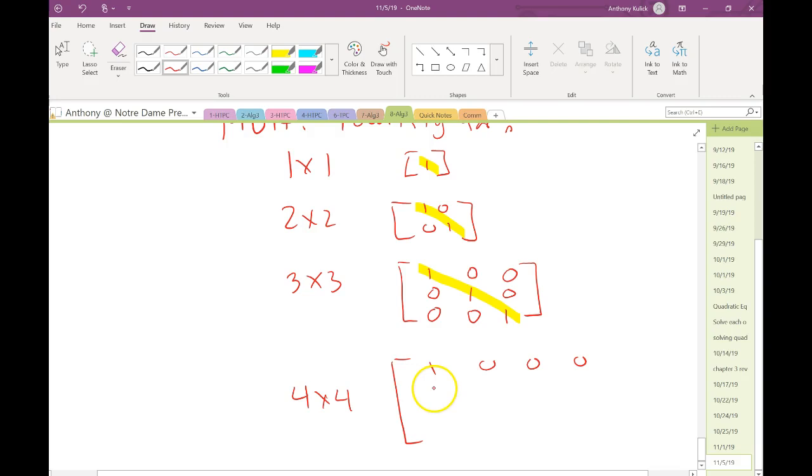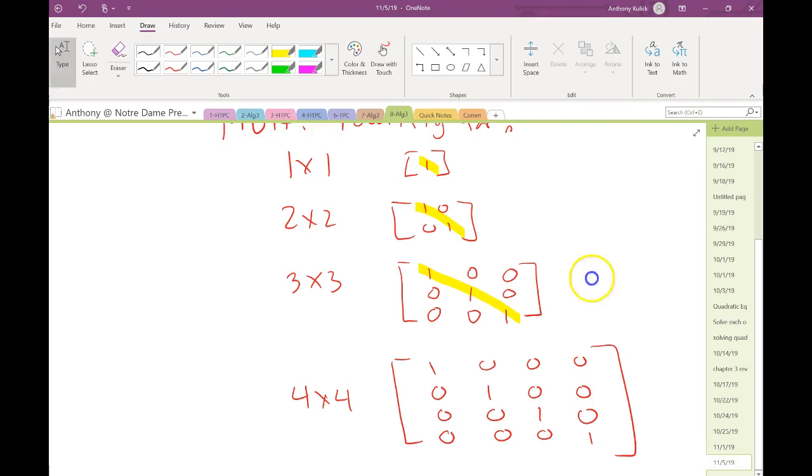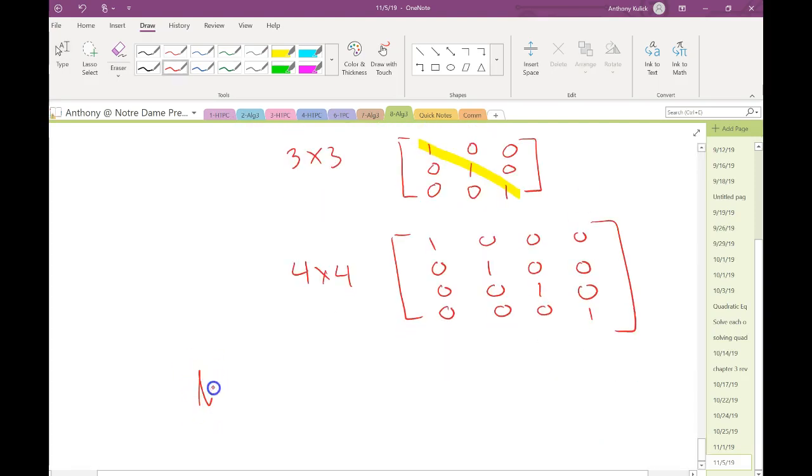And the next row, and the next row, and the last row. Good. Everybody feel like we got that? All right. So the multiplicative identity we give a special name to.